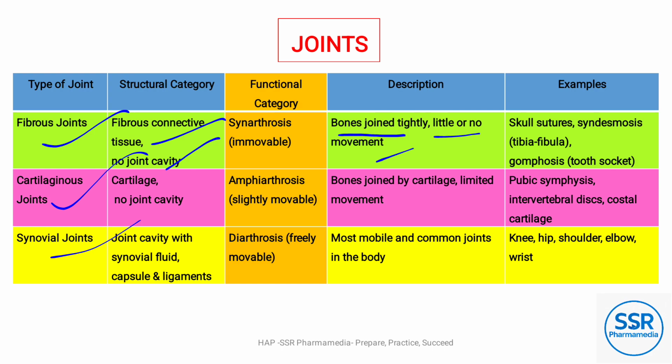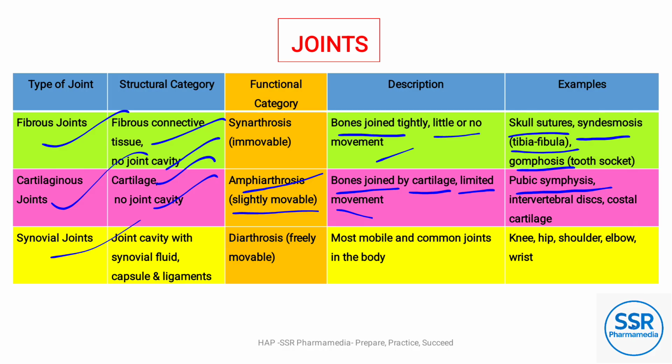Fibrous joint examples: skull sutures, syndesmosis (tibia and fibula), and gomphosis (tooth sockets). Cartilaginous joints, structural category: cartilage, no joint cavity. Functional category: amphiarthrosis, slightly movable. Description: bones joined by cartilage, limited movement. Examples: pubic symphysis, intervertebral disc, and costal cartilage.